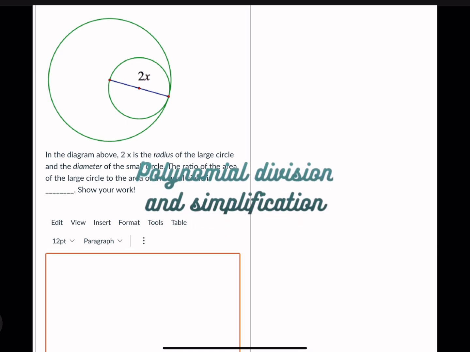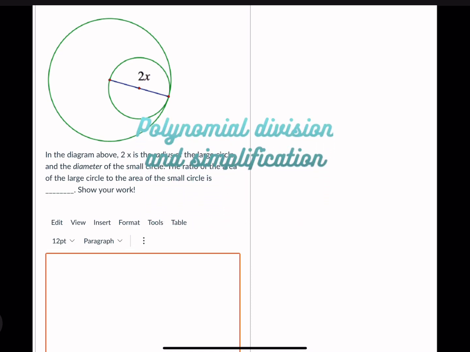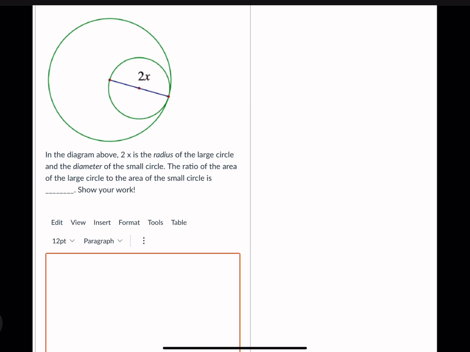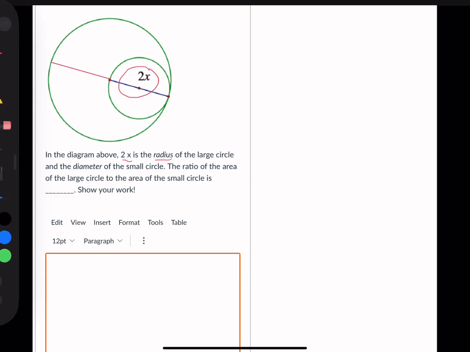So with this question, which is a really tricky question, but if you read out the details, it is solvable with the tools that you have in grade 9 math. So in the diagram above, you have the larger circle, which we can tell here is essentially two of the smaller circles shoved inside. So 2x is the radius of the larger circle, whereas for the smaller circle, it's the entire diameter.